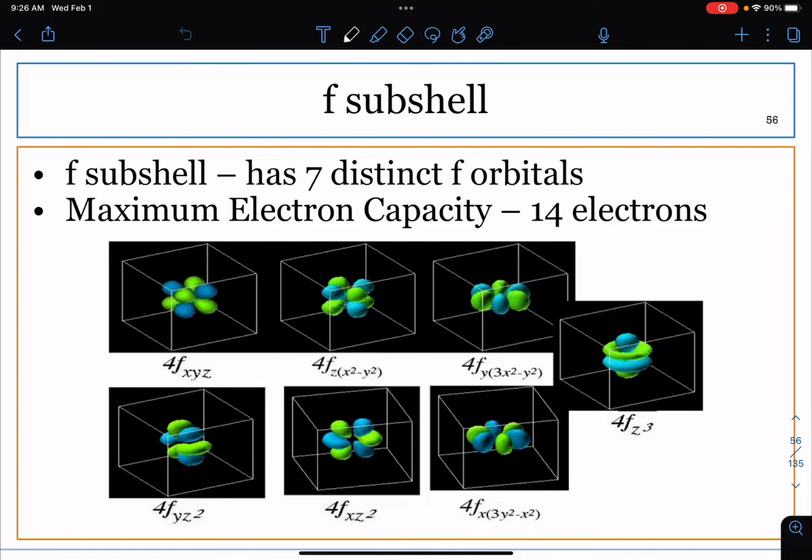The F subshell has these funky shapes. There are 7 F orbitals in the F subshell, with a maximum number of electrons the F subshell can hold being 14.